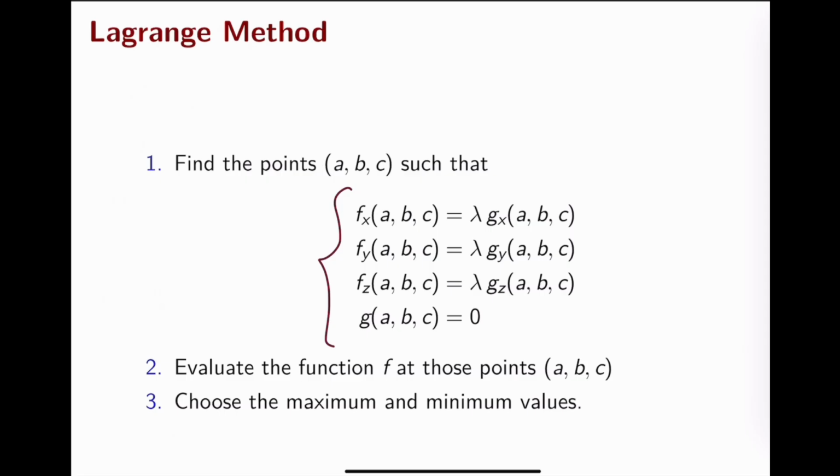So what do we do with that list? Well, we evaluate the function f, the original function, at these points, and then we compare all of these values. The biggest one will be the maximum, and the smallest one will be the minimum, and we will have at what points those minimum and maximum values happen.